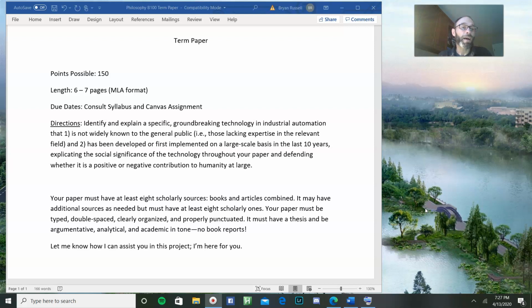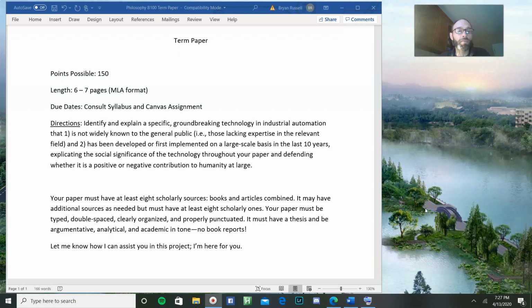You can look at the Purdue OWL. It's a great site for all that kind of stuff. The due dates, consult the syllabus and the Canvas assignment. Those due dates are still correct for this assignment. Directions. So a lot of this will seem familiar from the first paper you wrote.